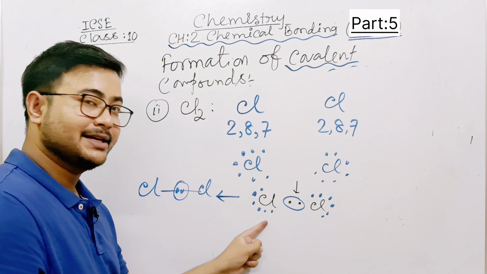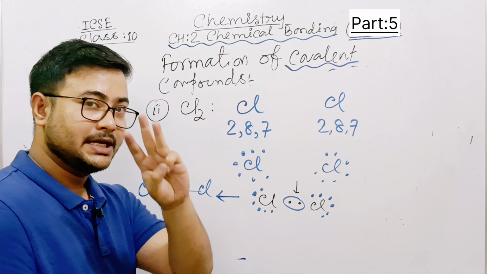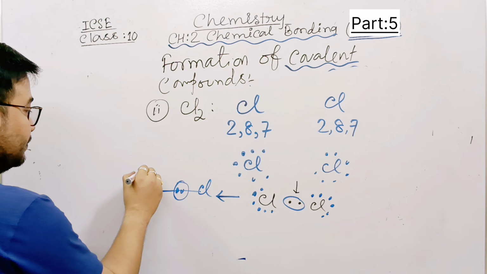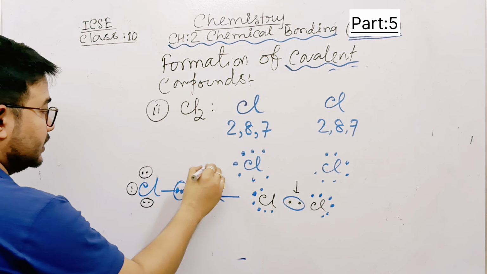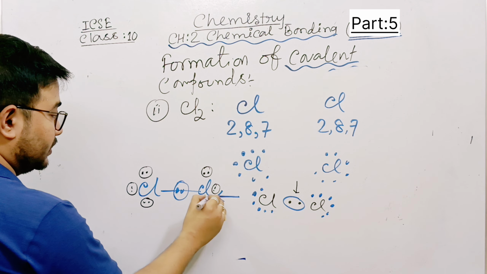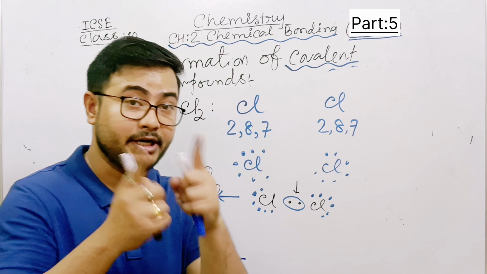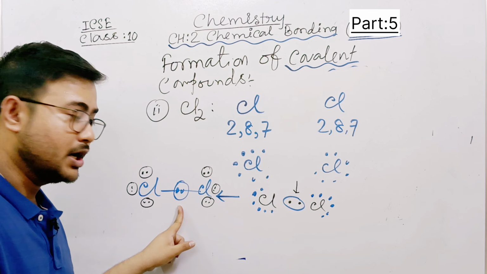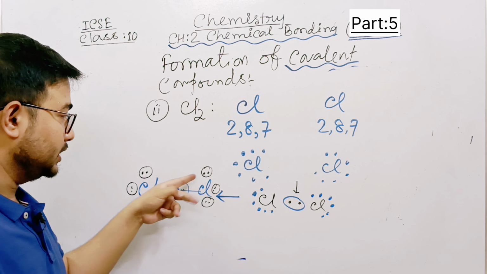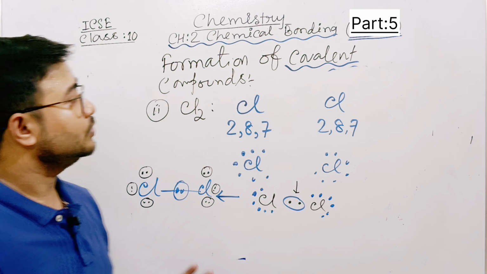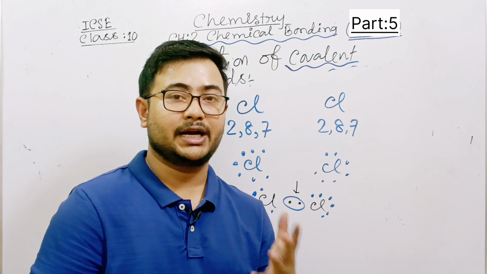How many pairs are available here? 6 electrons means 3 pairs. So these 3 pairs form lone pairs over the chlorine atom. So how many bonded pairs? It is called a bonded pair. Bonded pair: 1. How many lone pairs on each chlorine? 3. Here also 3. So this is the full concept of the covalent bond condition.